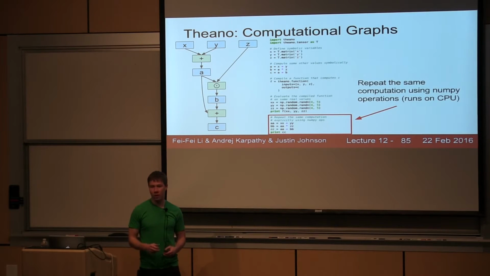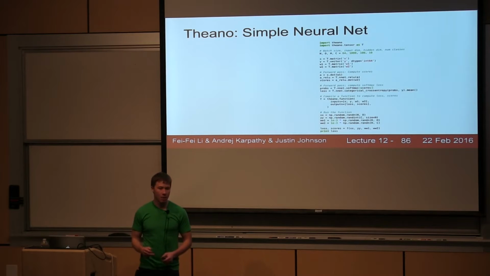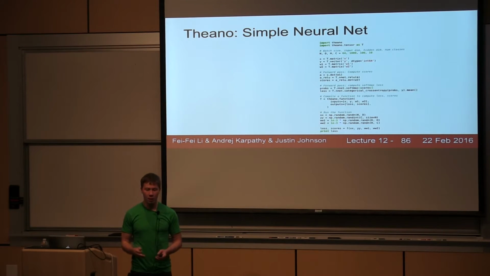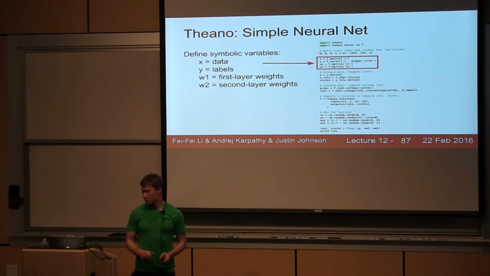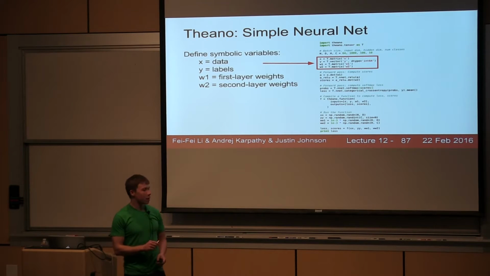But unfortunately, we don't really care about computing things like this. We want to do neural nets. So here's an example of a simple 2-layer ReLU net in Theano. The idea is the same: we declare our inputs. But now instead of just x, y, and z, we have our inputs in x, our labels in y, which are a vector, and our two weight matrices, w1 and w2. We're setting up these symbolic variables that will be elements in our computational graph.